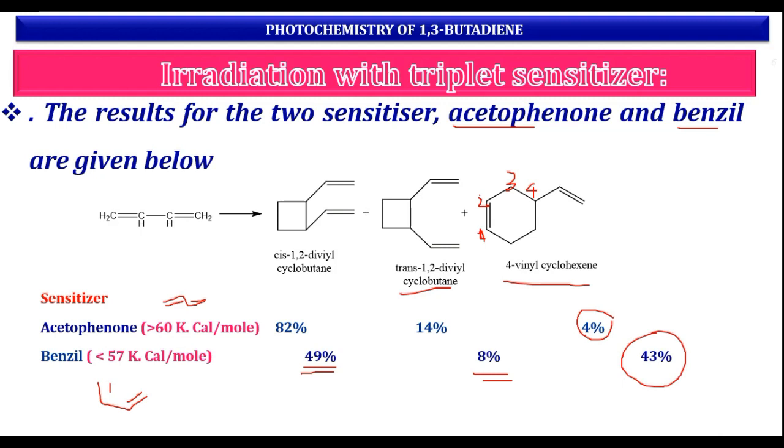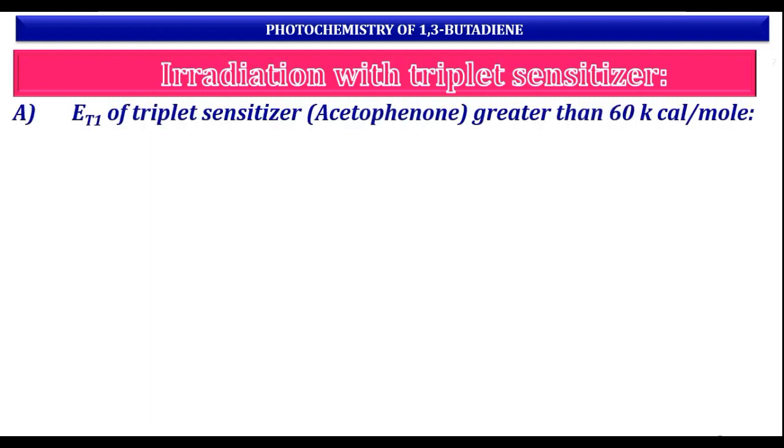So let's see why the percentages change when you change the triplet sensitizer. So the first one, the photochemical reaction with a sensitizer whose energy is greater than 60. That means you have to note here which conformation undergoes reaction.